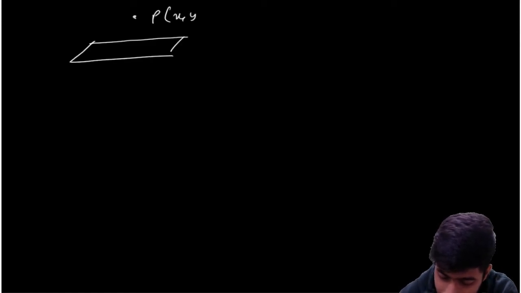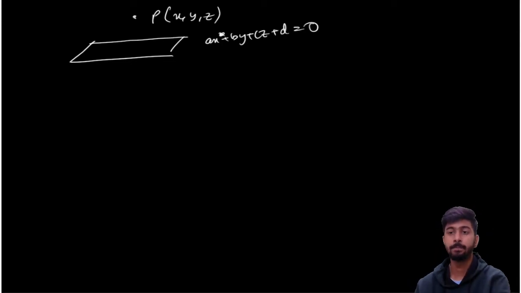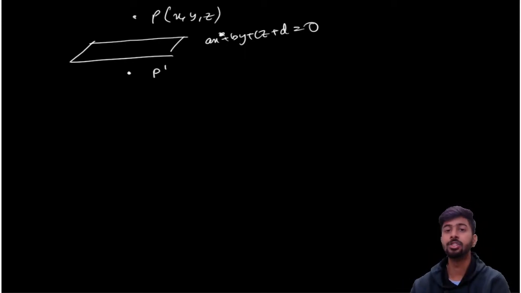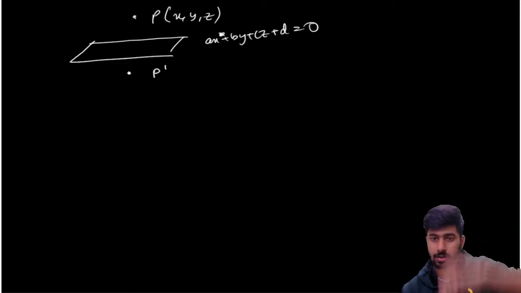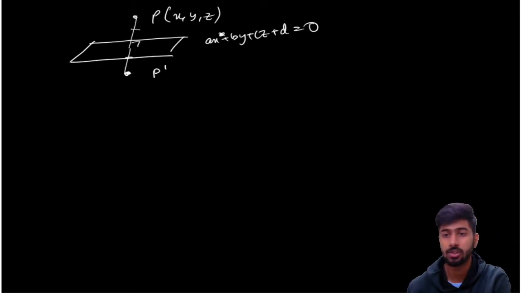So this is how my plane was. This is the point P. X, Y, Z are the coordinates of the point P. Ax plus by plus cz plus d equal to 0 is the equation of this plane. I need the image of this point, which is P dash. What do you mean by image? If I drop a perpendicular on the plane, and move in the same direction along the same distance, then the point that I arrive at is called the image, right?